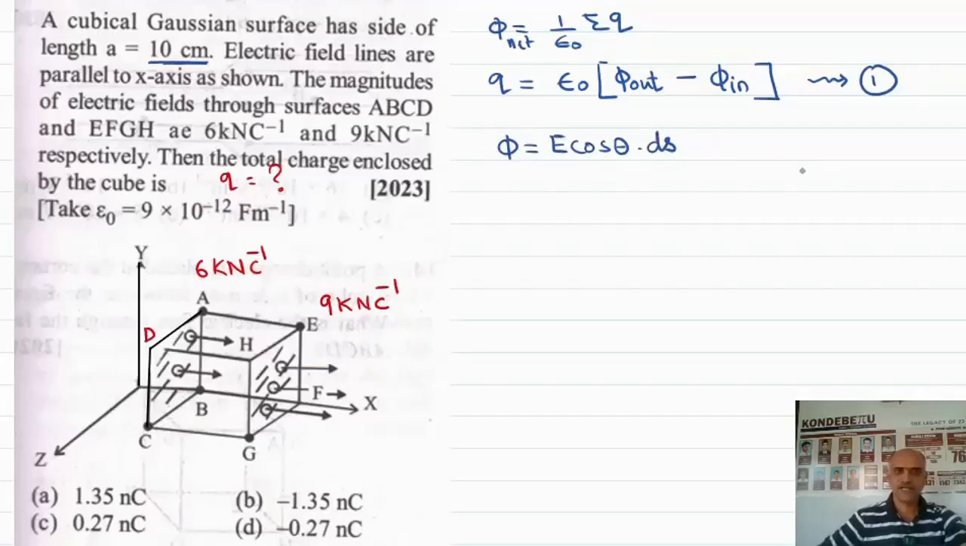Now rough work: if I take surface A, B, C, D, draw the normal to it. Normal means perpendicular. This is the normal.